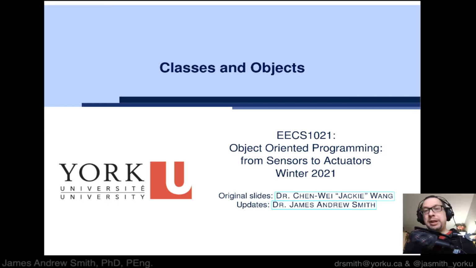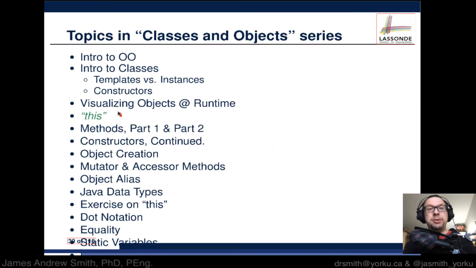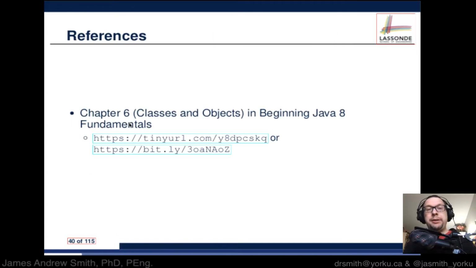Okay, hi everyone. So today we're going to continue our discussion about object-oriented programming in Java. We're going to be talking about classes and objects in general, but specifically we're going to be talking about this. And this is a really important way of making sure that you are very specific about particular things that are going on inside of your classes, inside of your objects.